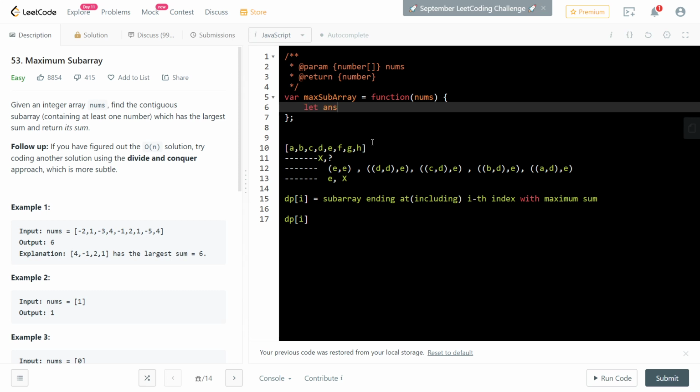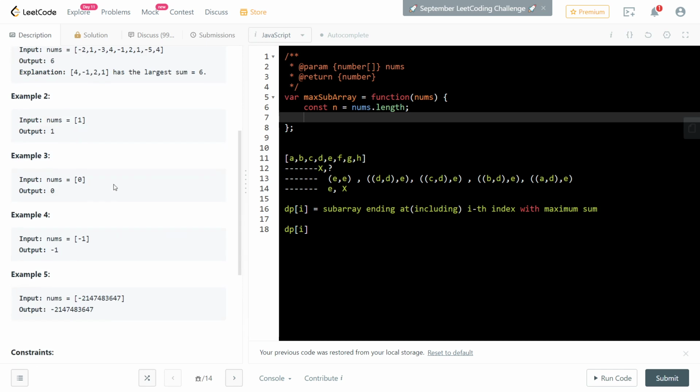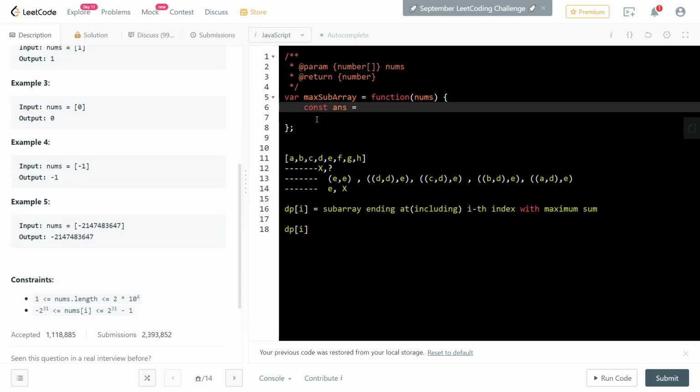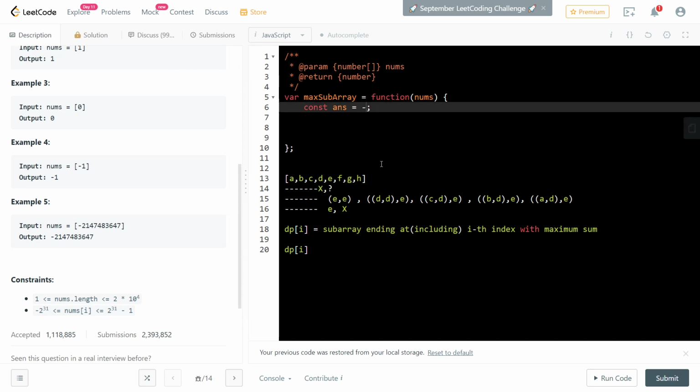So let answer be, so, let's handle our corner case first. So is it given that it is not empty? It is given it is not empty, so we will not put it. So what we can do is, answer let it be equal to -1. Oh, negative elements can also be there, so minus infinity.